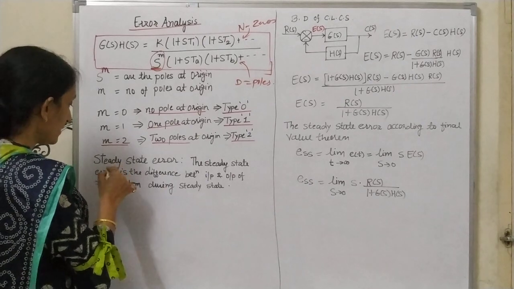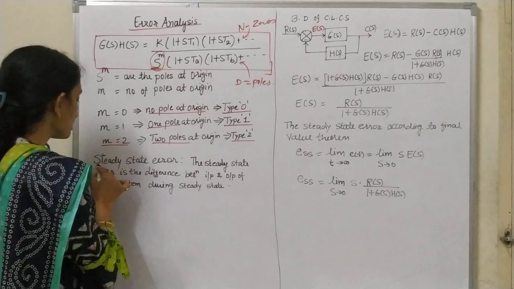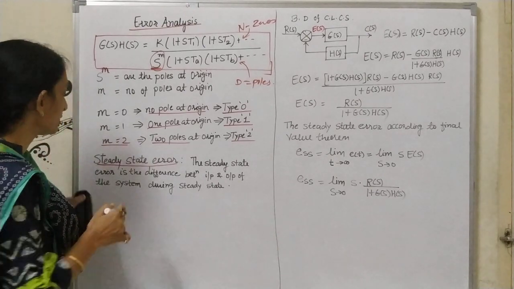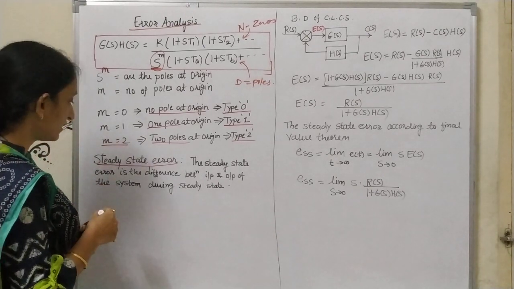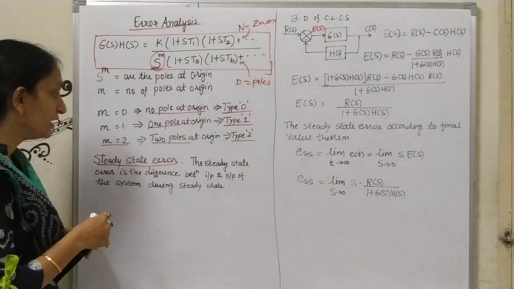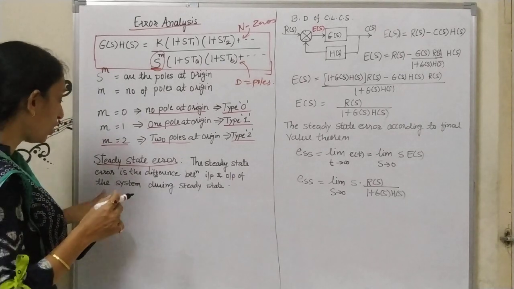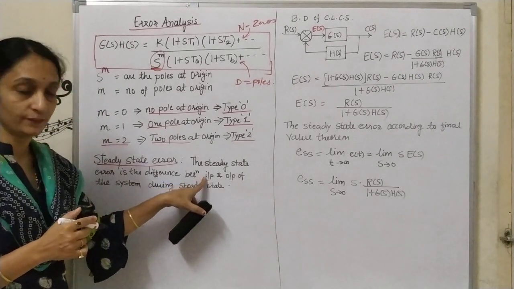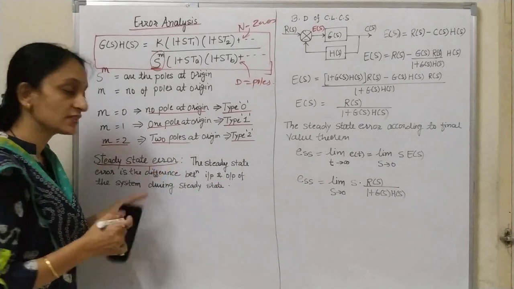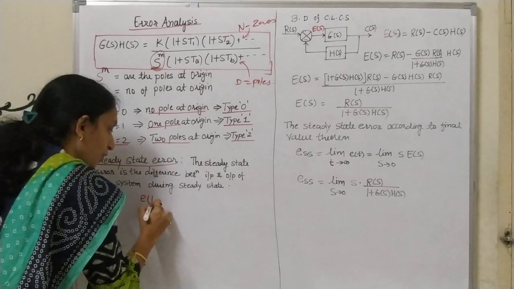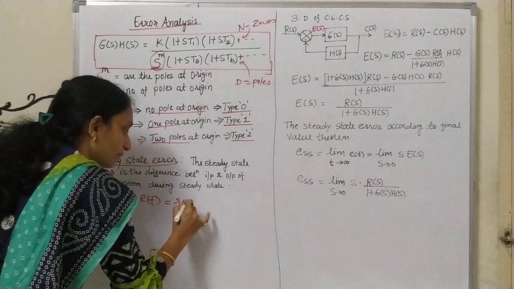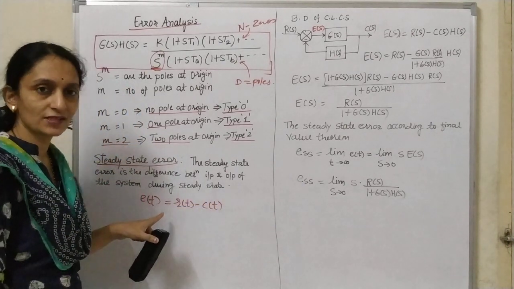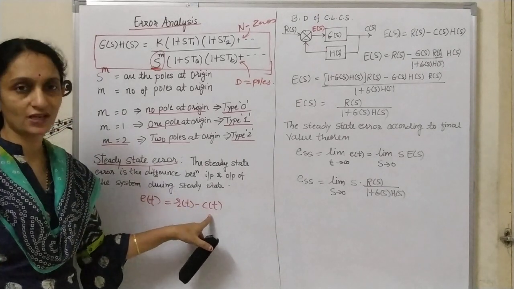Now see steady state error. See the definition of steady state error. We have already introduced this definition, but again I am repeating. The steady state error is the difference between the input and output of the system during steady state. What is the input? Input is r of t. What is the output? Output is c of t. So we know that e of t is equal to r of t minus c of t. So error is given by the difference of input minus output.